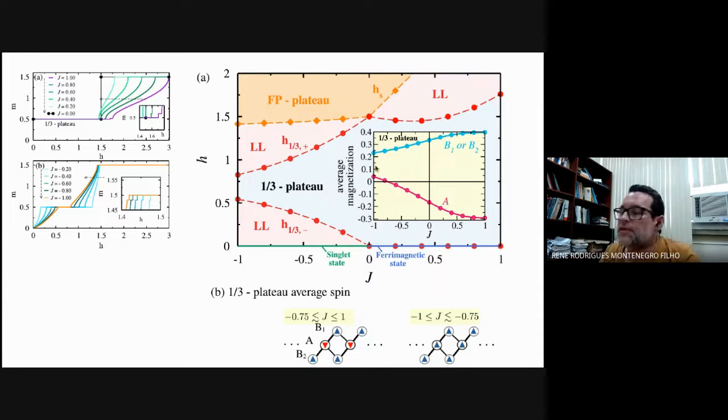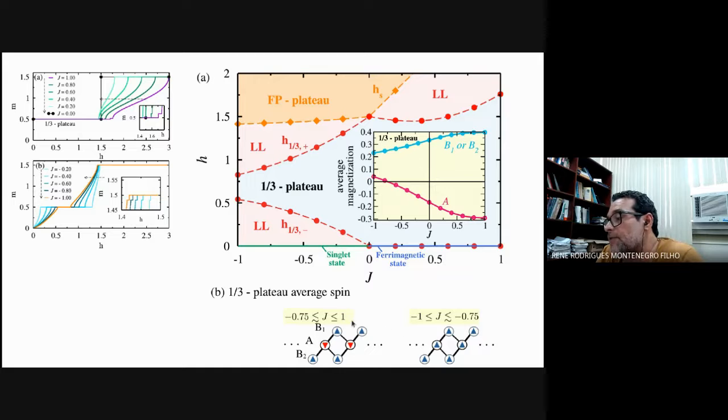Here is the full phase diagram of the model. The 1/3 plateau exists here in this range. For negative values of J, we have a gapless liquid phase. In zero magnetic field, you have a singlet state for J negative, and a ferrimagnetic state for positive values of J.